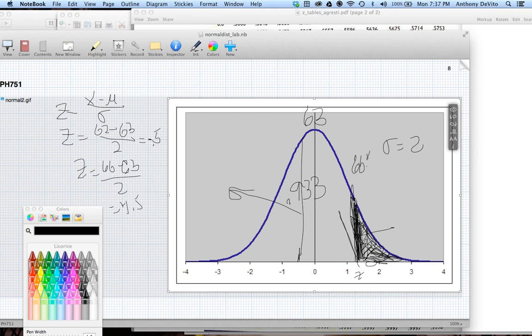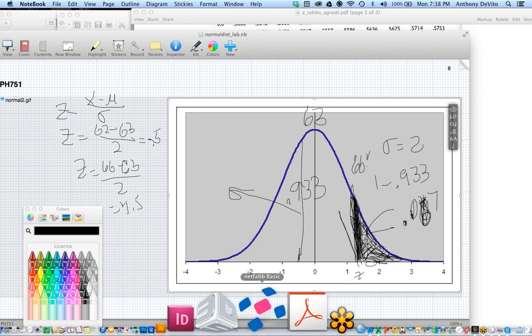So what's the area above that value, 66? It's going to be 1 minus 0.933, or 0.067, right? Okay, 0.067, or about 6.7%. So that's where that 1 minus comes in.